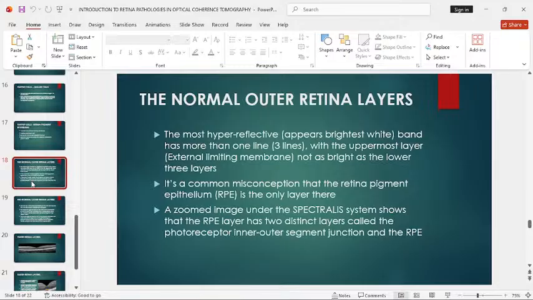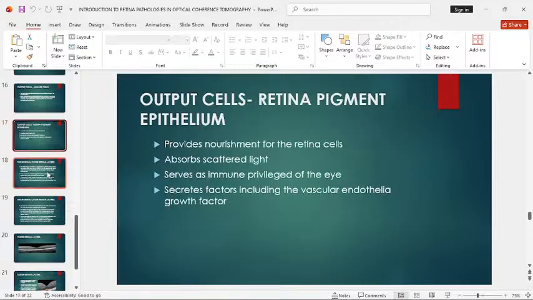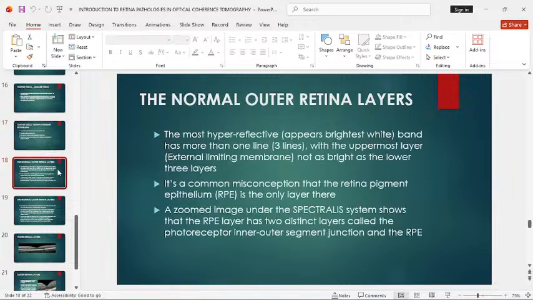Now, in the normal retinal cell layers, the most hyper-reflective, which appears brightest white, is a band. It has more than 3 lines together. This retinal pigment epithelium band is the most hyper-reflective when we are looking at an OCT result, and it appears as a band with more than 3 lines. But above these 3 lines, there is a layer called the external limiting membrane, which is not as bright as the lower 3. So it is a common misconception that the retinal pigment epithelium is the only layer there.